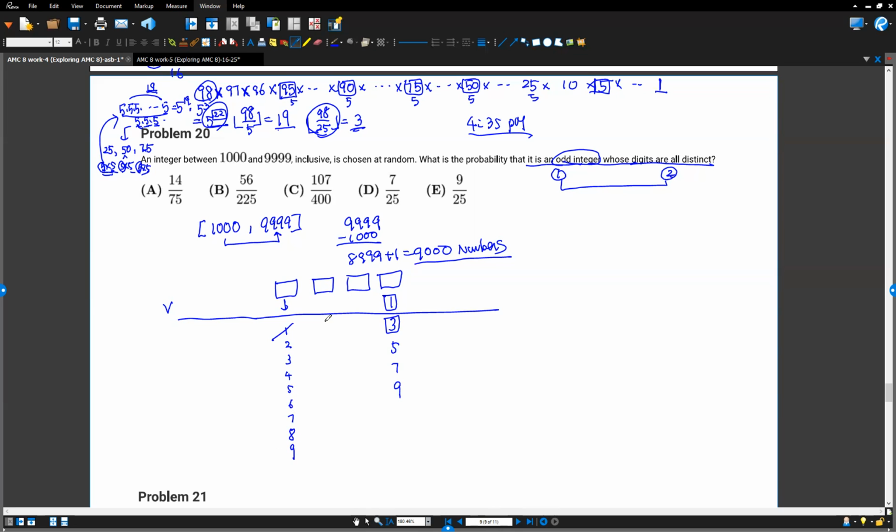The second number can be 0. 0, 1, 2, 3, 4, 5, 6, 7, 8, 9. Second number can be 0. But the first number cannot be 1, right? The second number also cannot be 1. But if you choose the first number as 2, the second number cannot have a 2 over here.